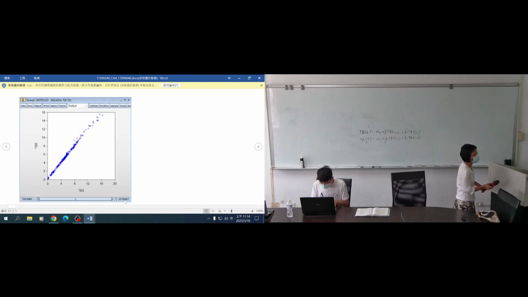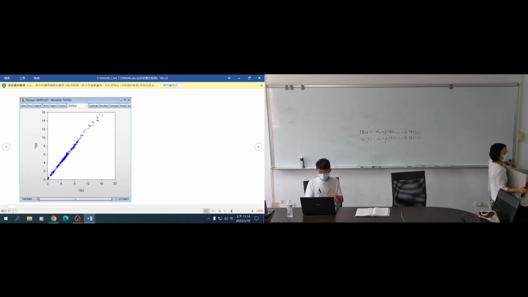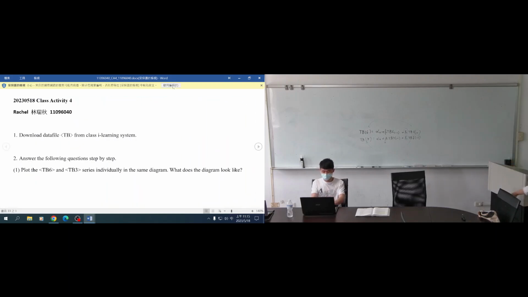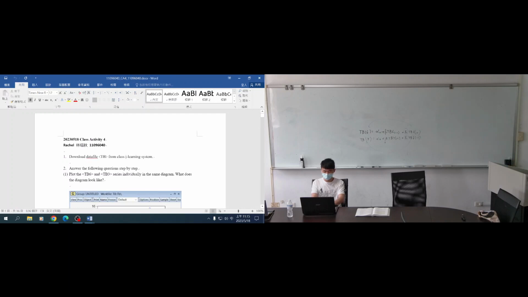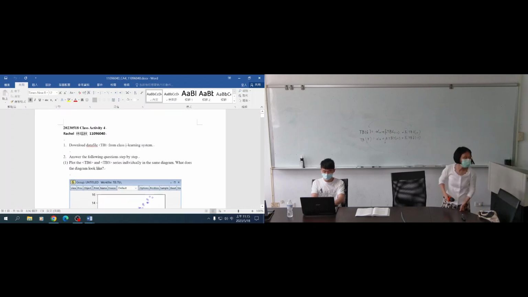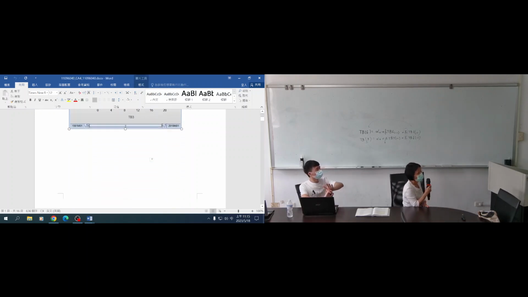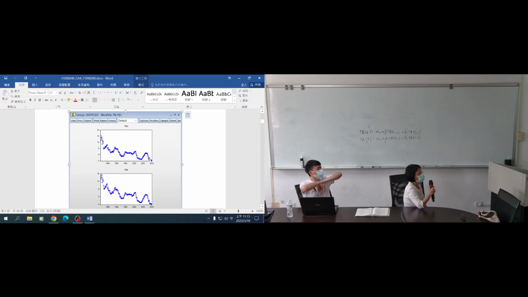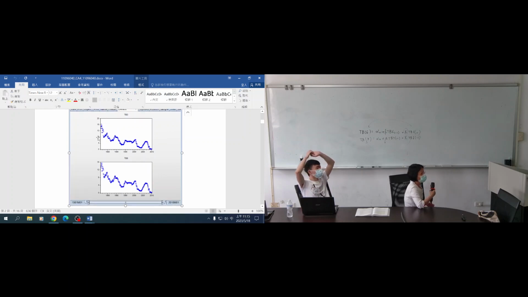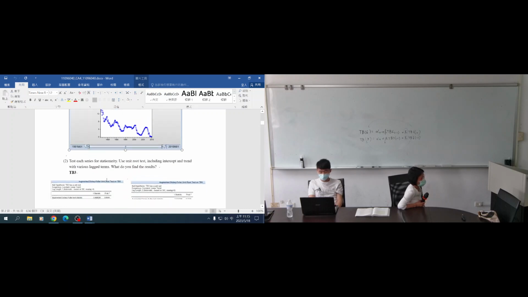Okay, look at this one. This is the plot, but I think this is the wrong one, so I have another one. As we see, TB3 is around 16, and TB6 is less than 16 on this plot.